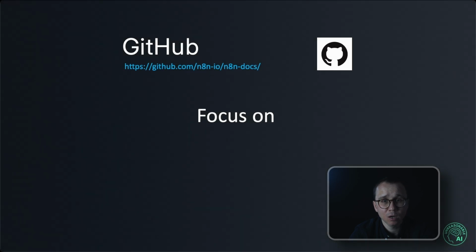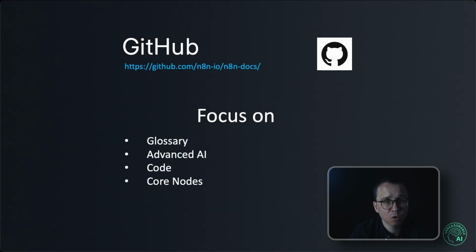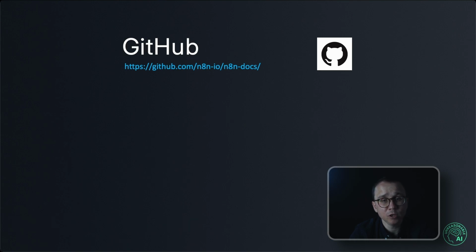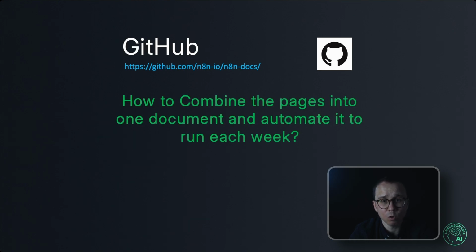So what to focus on? After reviewing the structure of the repository, I decided to focus on the following main sections: glossary, advanced AI, code, and core nodes. Each of these folders contains many pages and subpages. Ideally, we should include all of them in our combined file.